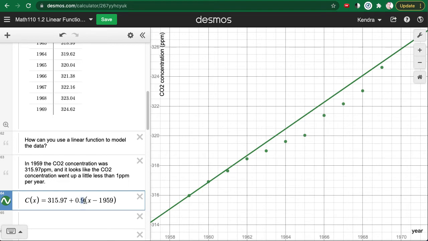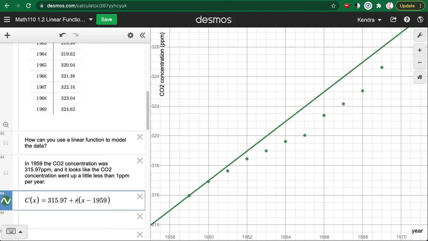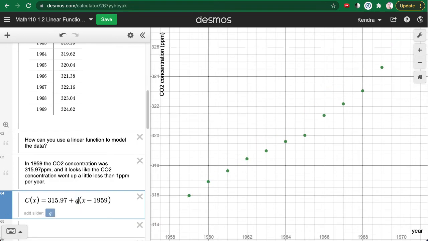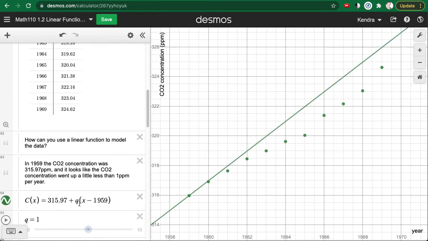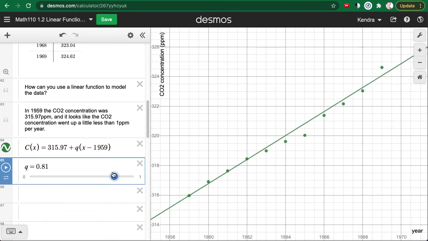I can make another stab at this, like maybe at 0.8. Okay. And yeah, I don't know what that number is, but this is something I can play with. Let's call this R for a rate of change. Nope, R looks like it's being used. I know that Q is not being used. So let's make a slider, and the slider should be between probably 0 and 1. And we can kind of slide it to figure out what looks like a good fit.